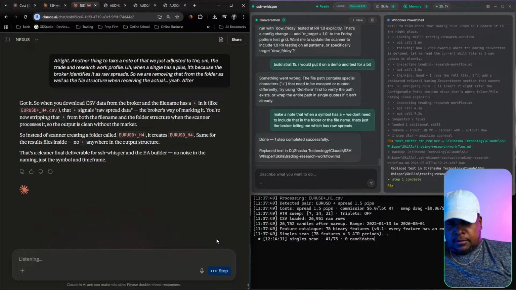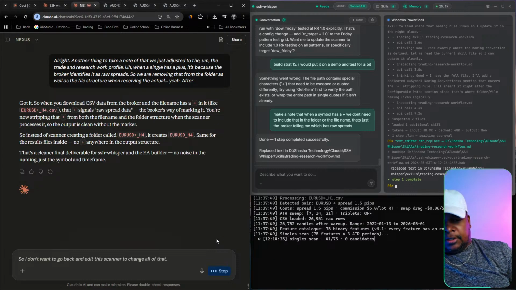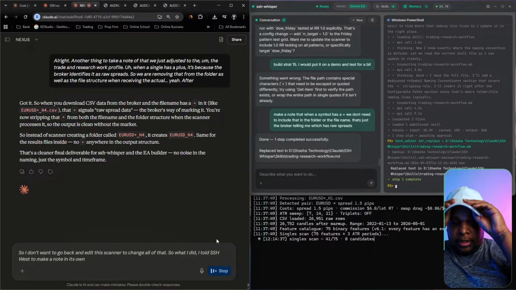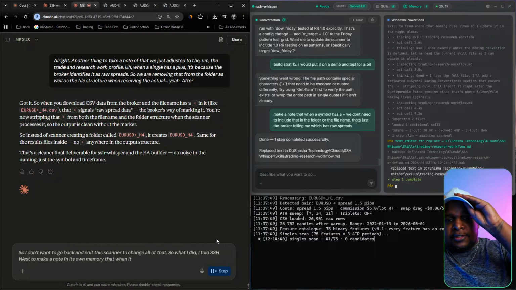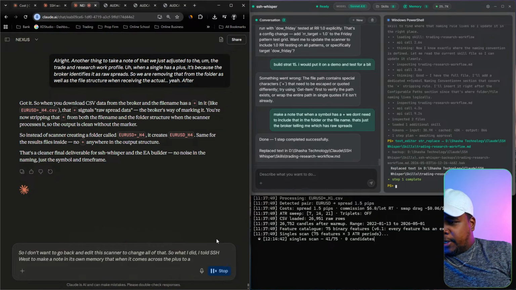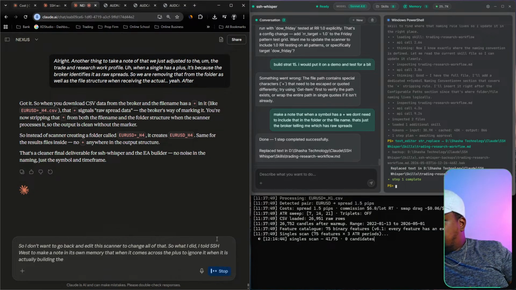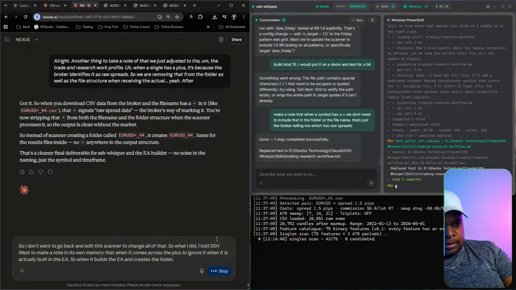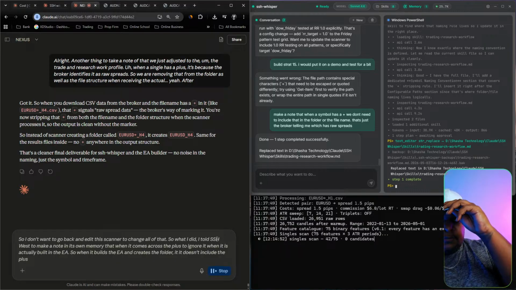Here's the thing. I don't want to go back and edit the scanner to change all of that. So what I did, I told SSH Whisper to make a note in its own memory that when it comes across the plus, to ignore it when it is actually building the EA. So when it builds the EA and creates the folder, it doesn't include the plus at all.